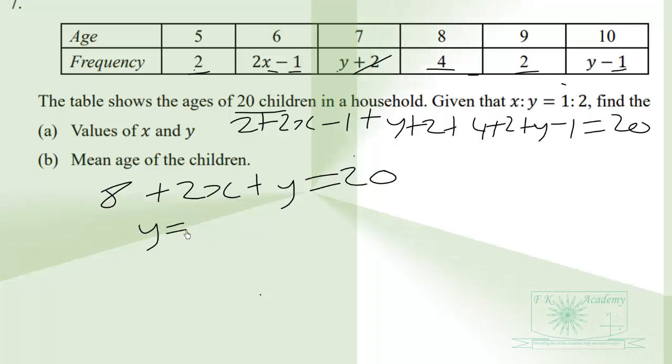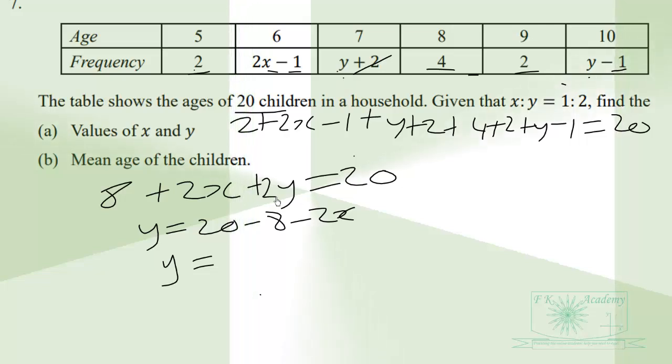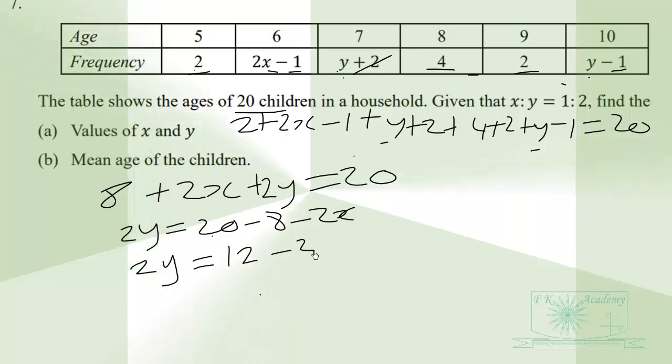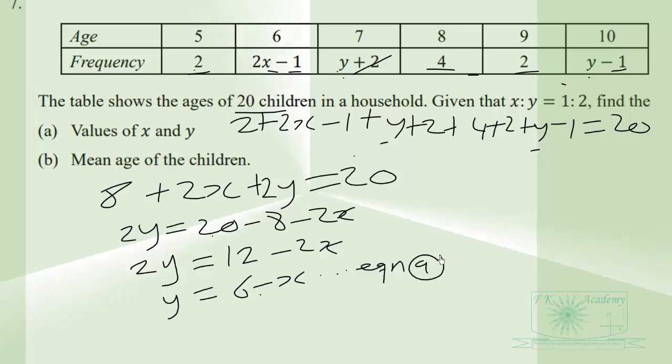So let's make y the subject. y will be equal to 20 minus 8 minus 2x. In other words, there's another y here, so we are going to get 2y. So we have y plus y, 2y. So 2y will be equal to 20 minus 8, that will give us 12 minus 2x. Dividing through by 2, we get y equal to 6 minus x. So we can call this equation A.